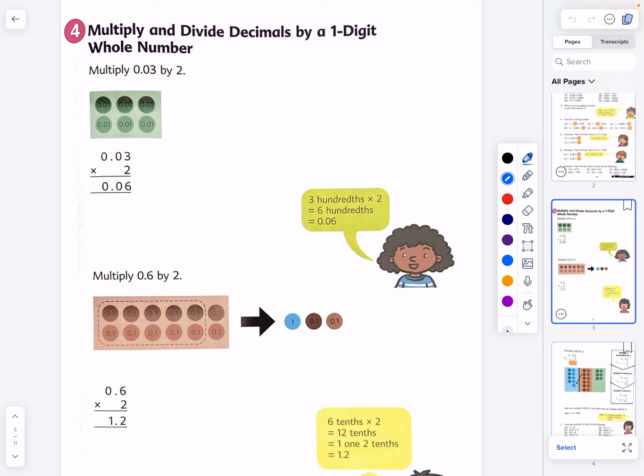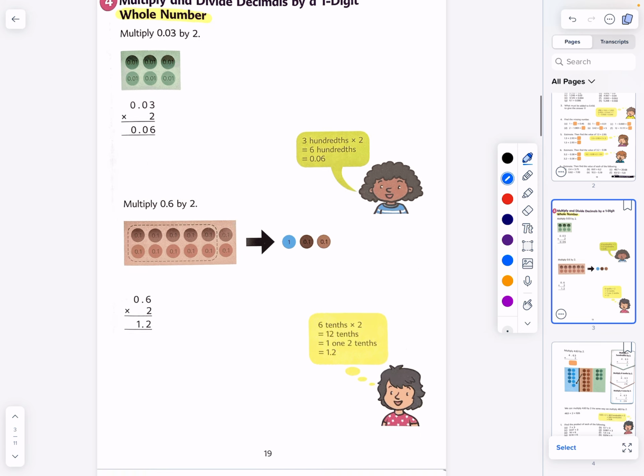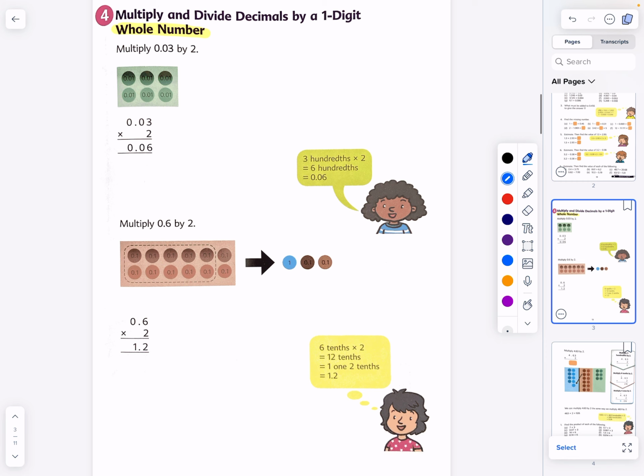Multiply and divide decimals by whole numbers, okay? That's what we're going to start with today. So let's consider two examples on this page. We are on page 19 of our new books, textbook 5B.